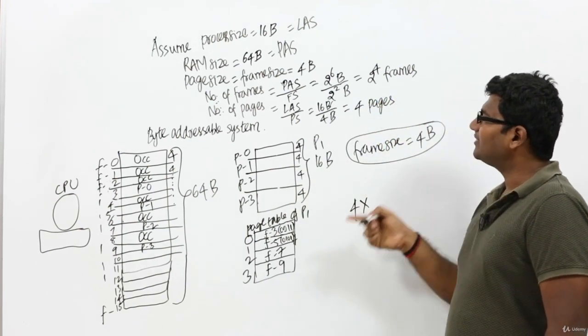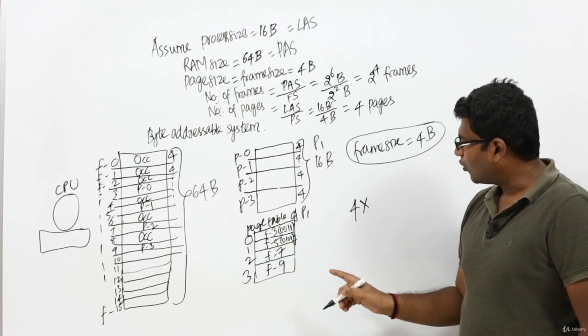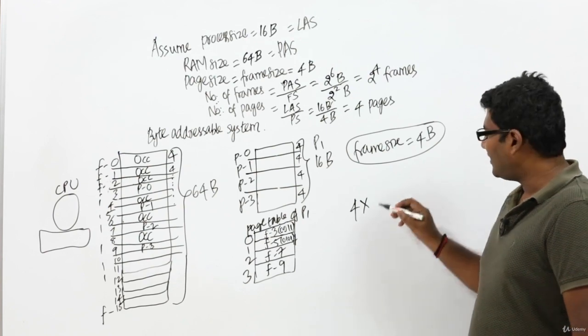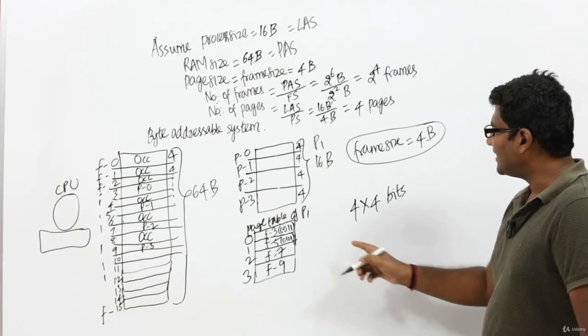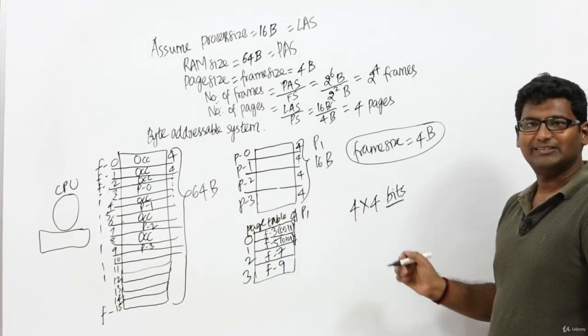Now, in order to address 16 frames, we need 4 bits. That's why we've written the numbers in 4 bits. So, there are a total of 4 entries and every entry size will be exactly 4 bits. So, the total size of our page table is nothing but 16 bits. Okay, it is not bytes, it is 16 bits.